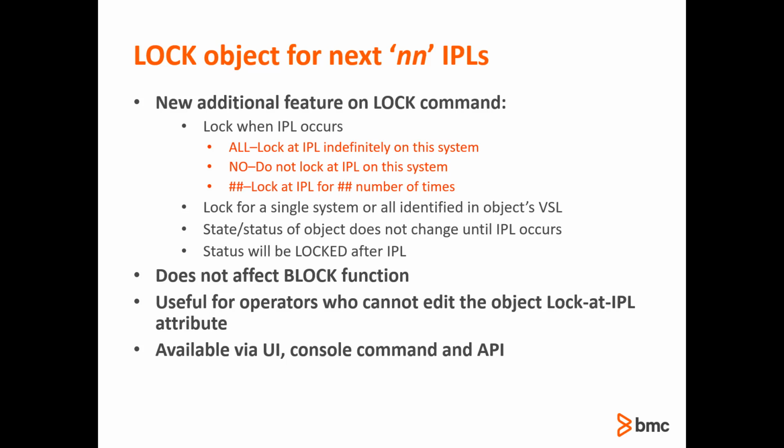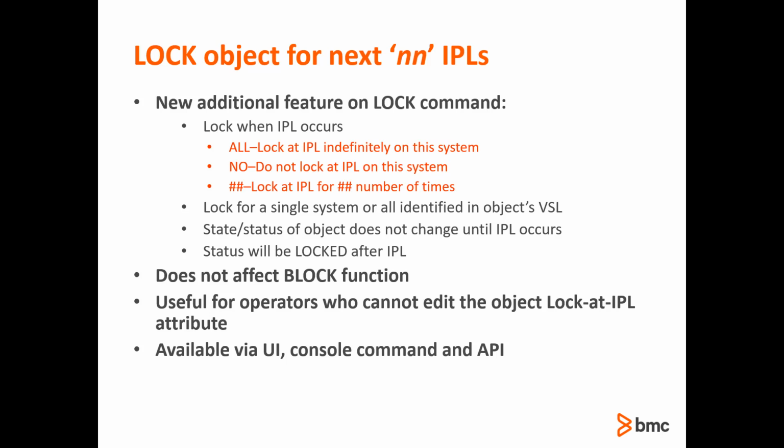In TOM, making a lock request against an object indicates that you want an object to come down and remain down until the next IPL occurs. There are times, however, when you don't need the object locked now, but at the next IPL. This means that custom automation must be written. With version 8.3, custom automation is no longer needed to lock the object at the IPL. A request via the UI, API, or a console command can mark an object as lock at IPL. No actual changes take place until the IPL occurs.